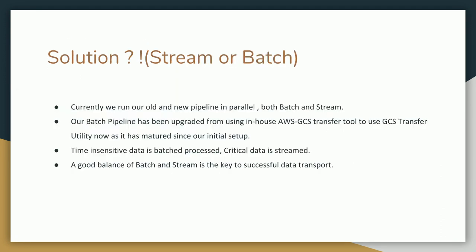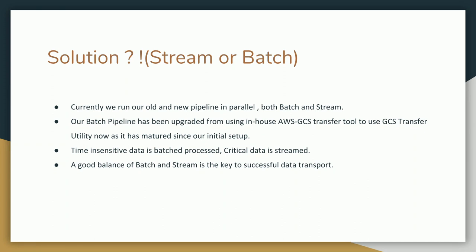So yeah, our question is, should we go stream or should we go batch? One solution won't fit everyone. For us, we found that stream and batch, in combination, work well. All the critical data that is time sensitive, we stream. Everything that is non-critical, our data team doesn't really need every minute, they won't probably need every hour, every 6 hours, anything. We use our batch pipeline to move that data every hour.